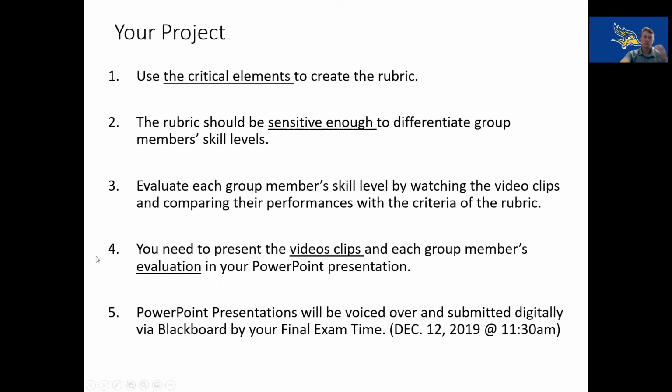Okay, so create the critical elements. Make sure that your rubric is sensitive enough to differentiate groups. And make sure that you have your example of how you would view the movements within your draft. So your draft should just have 1 and 2: critical elements and your grading rubric for your movement. This is what I need for your draft. That way I can help you by giving you some feedback on your critical elements and your rubric before you begin observing those movements.